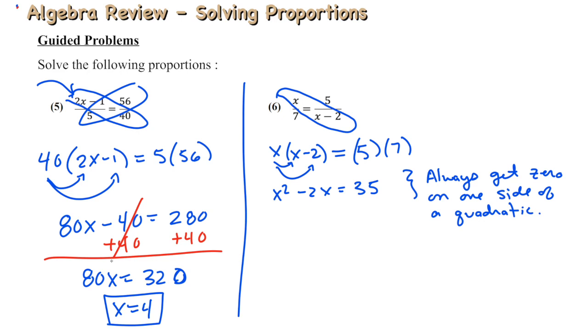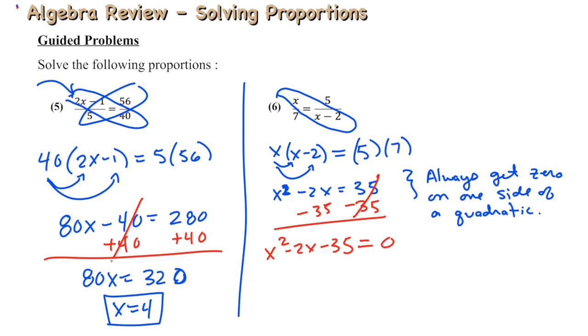And again, when we say quadratic, that means we have an x squared term. That's what quadratic means. So subtract 35 from both sides. We see that we have an x squared on the left, we have an x on the left, and 35 is a constant, so we're going to get a 3-term polynomial because there are no like terms that can be combined.